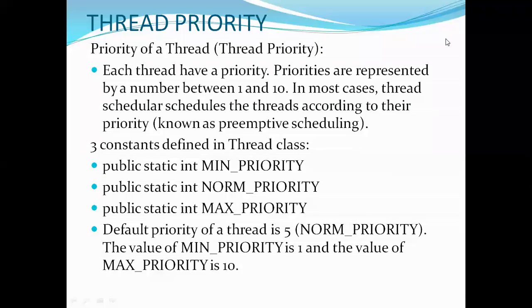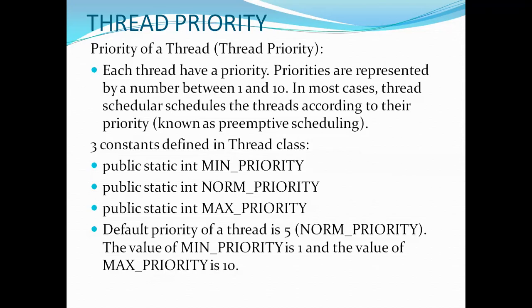Hello everybody, today I am going to discuss thread priority. Now, what is the priority of a thread? Each thread has a separate priority. What does the thread scheduler do? The thread scheduler will schedule the threads according to some given priority, and priorities are represented between 1 and 10.